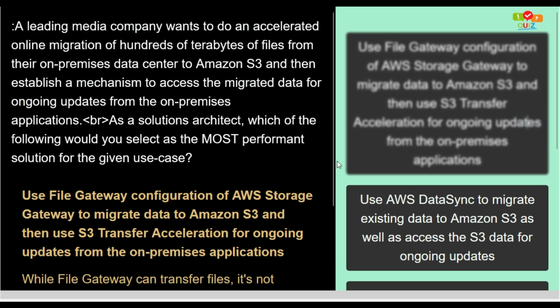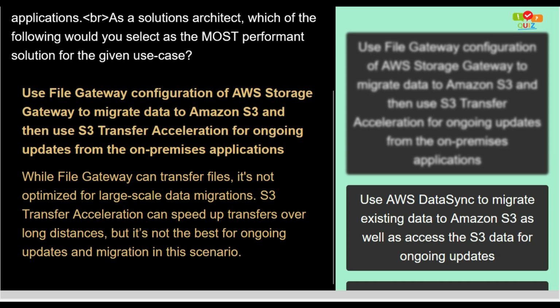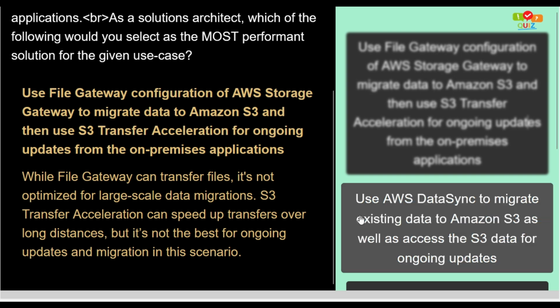First answer: use file gateway configuration of AWS storage gateway to migrate data to Amazon S3 and then use S3 transfer acceleration for ongoing updates from the on-premises applications. So this is our first option. While file gateway can transfer files, it's not optimized for large-scale data migrations. S3 transfer acceleration can speed up transfers over long distances, but it's not the best for ongoing updates and migration in this scenario. Let us see the second option.